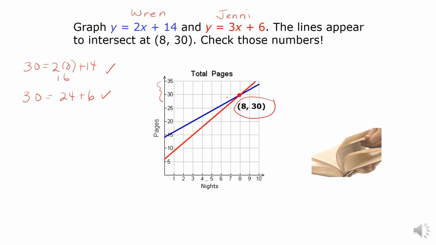What does that solution mean? It means that on the 8th night, they will be at the same page. They will both be at page 30. Okay, so you have to understand what the answer means as well. Another thing that you could interpret is that before the 8th night, Ren was ahead. She was reading more, she was ahead on the number of pages read. At the 8th day, they are at the same place. After the 8th day, Jenny goes ahead.